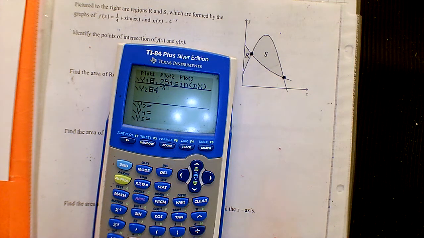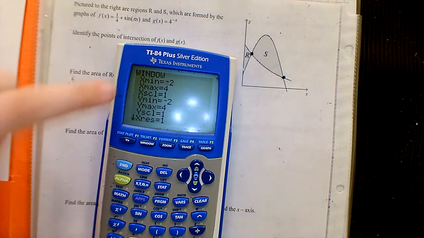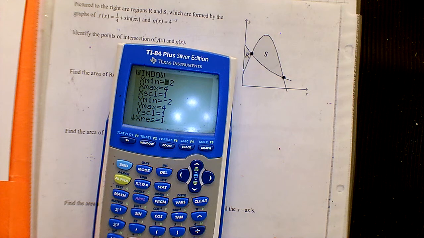They don't really give us any numbers on the x or y axis to help us get a window for our calculator, so it's up to us to figure out the window we should use. After you type in your functions, let's go ahead and change our window. So I'm going from -2 on the x-axis to 4. Maybe I'll just change that to 5. I really don't know. We just need some beginning window to start with, and then we'll go ahead and change it if we have to. So I'll go from -2 to 5 for the x-axis and the y-axis.